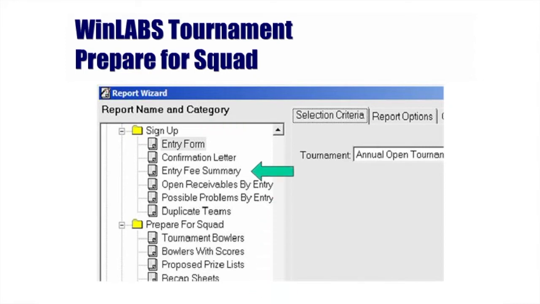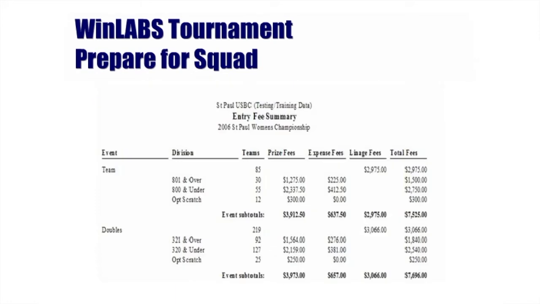This report will be utilized to help keep your books throughout the entire tournament. Highlight the report and click Preview. Here is a sample summary. On the left is the event column. Next is the division. In our example, we had 2 handicap divisions and 1 optional scratch. The next column shows the number of teams in each division. As you can see, we had 85 teams.